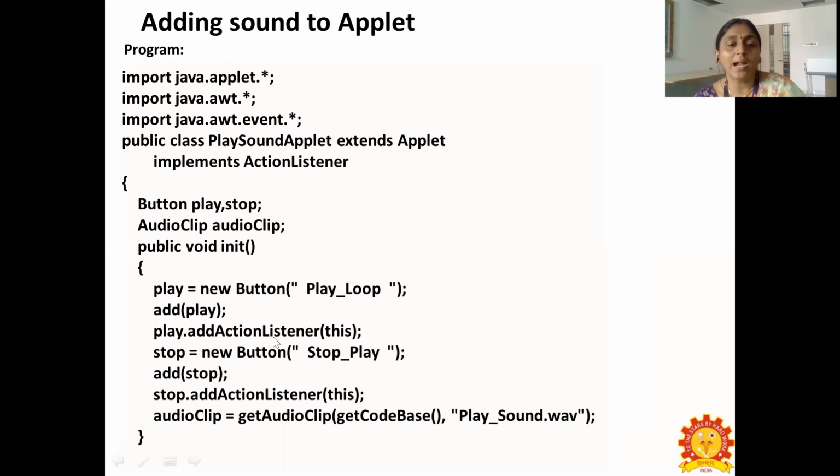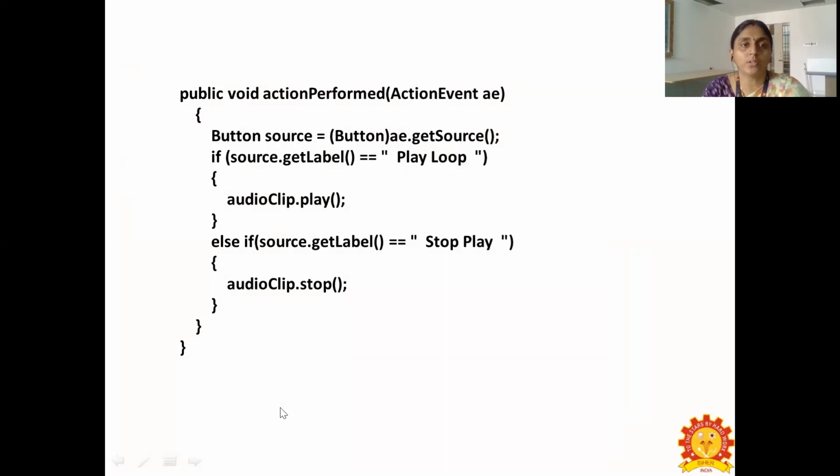And play.addActionListener, and this refers to the current object. Okay, so we are implementing the addActionListener function here. And then the stop button is also initialized with STOP_PLAY, and we are adding the stop button also, and we are adding the action listener here. And then AudioClip is initialized with getAudioClip, getCodeBase, that is you are importing the .wav audio file, or an mp3 file also you can import. So getAudioClip is the function which is used to include the audio file into the screen.